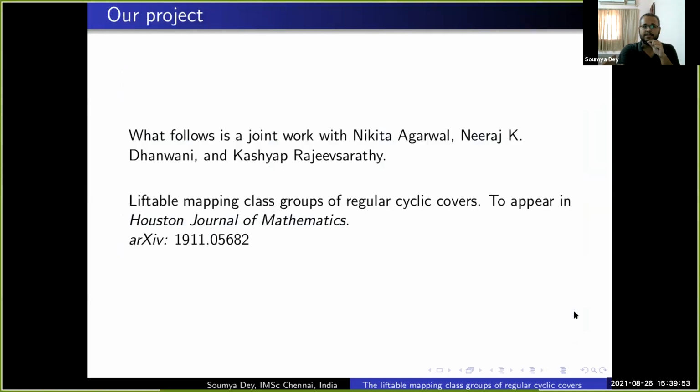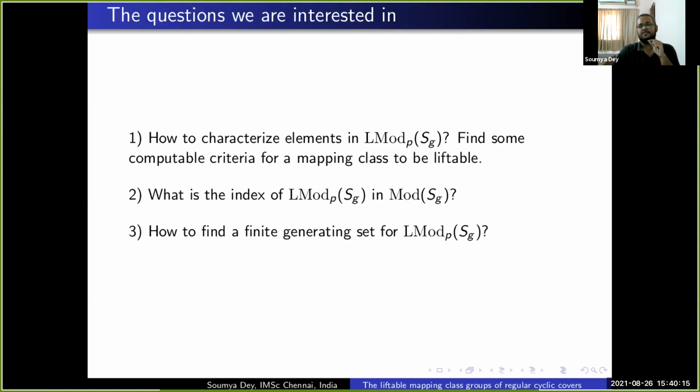All right. So now, let me come to our project. Whatever follows is a joint work with Dr. Nikita Agarwal, Dr. Neeraj Dhanwani, and Dr. Kashyap Rajiv Sarthi. And we have this paper, which is about to appear in the Houston Journal of Mathematics. So what are the questions we are interested in this project? The first question that we're interested in: how to characterize elements in LMod.